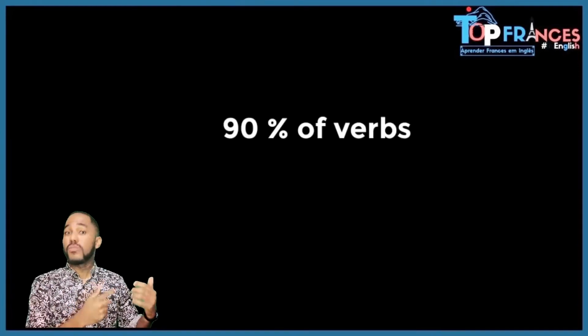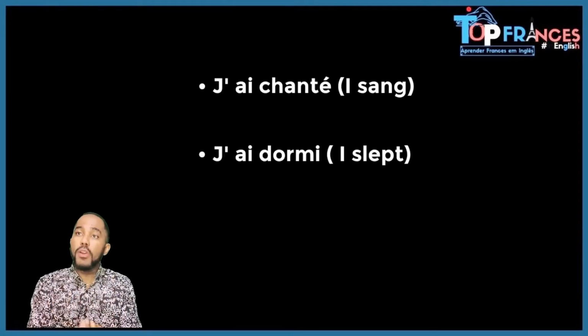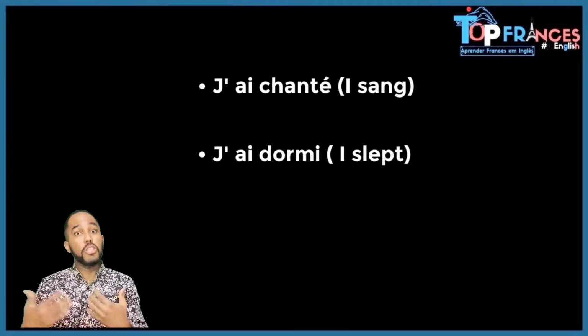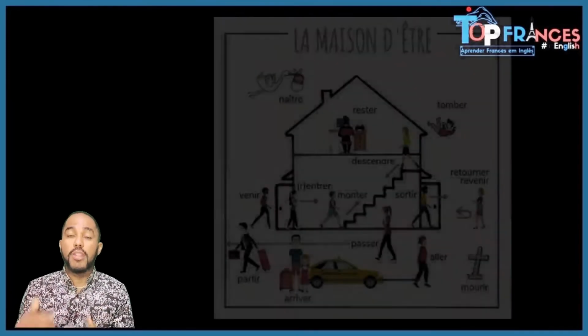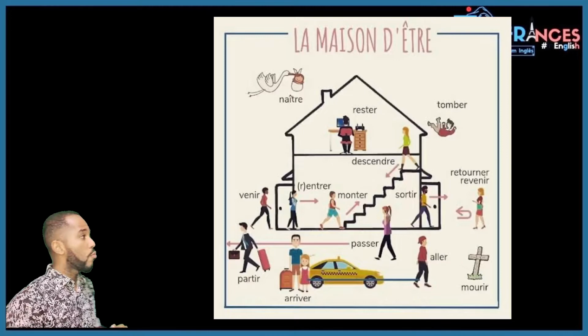Now, 90% of verbs in French, when you want to compose le passé composé, use the auxiliary verb avoir. J'ai chanté, j'ai dormi. But what kind of verbs compose le passé composé with the auxiliary être? First, you need to know they are verbs of movement. That's the first reason, as it can be summarized with this picture.